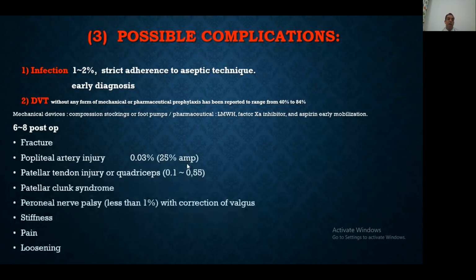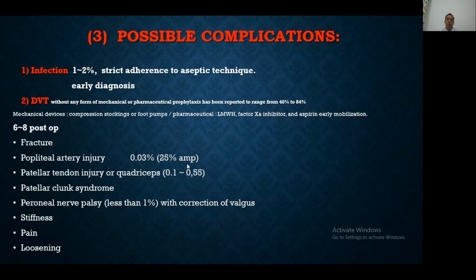Some other possible complications include fracture. Sometimes, intraoperatively, fractures can happen, like periprosthetic fractures in the femur or tibia. If you are careful, this fortunately should not happen, and it has a very low incidence. I remember 0.5% could be the fracture incidence. Also, popliteal artery injury has a low incidence.